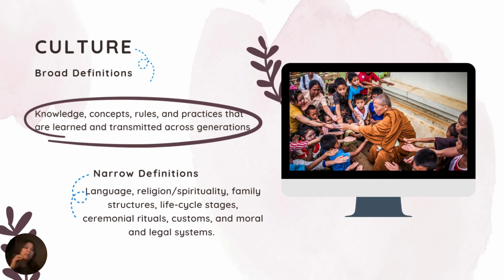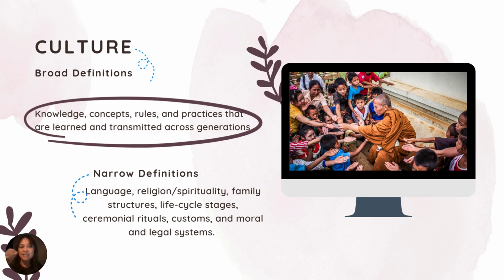Okay, so when we talk about culture, we have a couple of ways to define it. I gave you a general description of what culture is: people who have come from the same group and membership and have a sense of belonging because they share the same values, beliefs, and artifacts that have been transmitted from generation to generation. But we do have a couple of different ways to describe culture. There's a broad definition and a narrow definition. The broad definition is knowledge, concepts, rules, and practices that are learned across generations. And I already mentioned that.